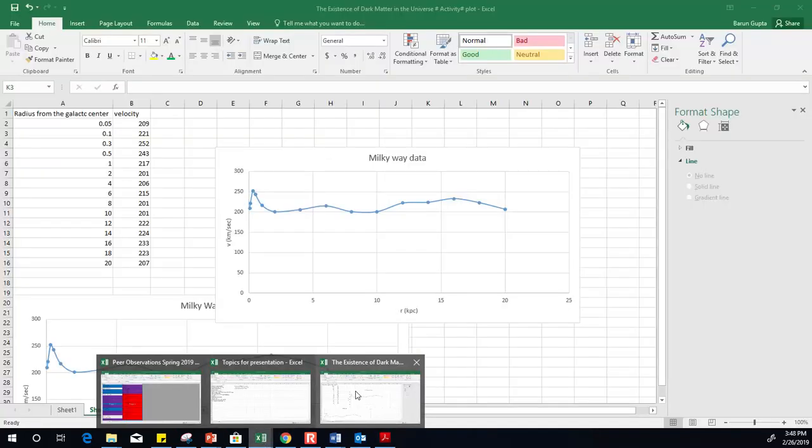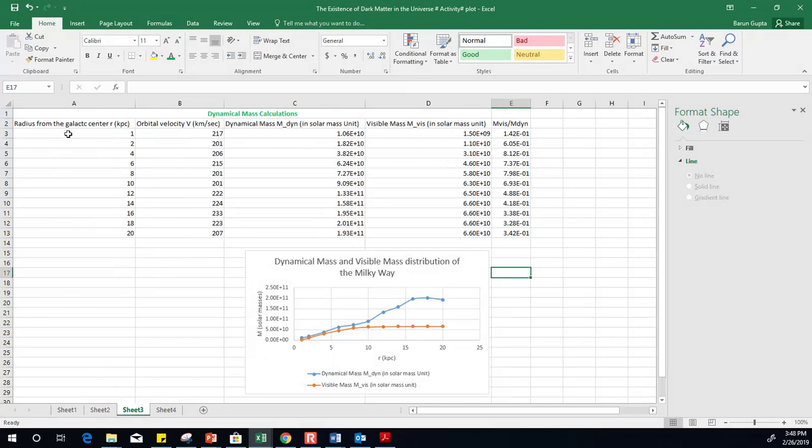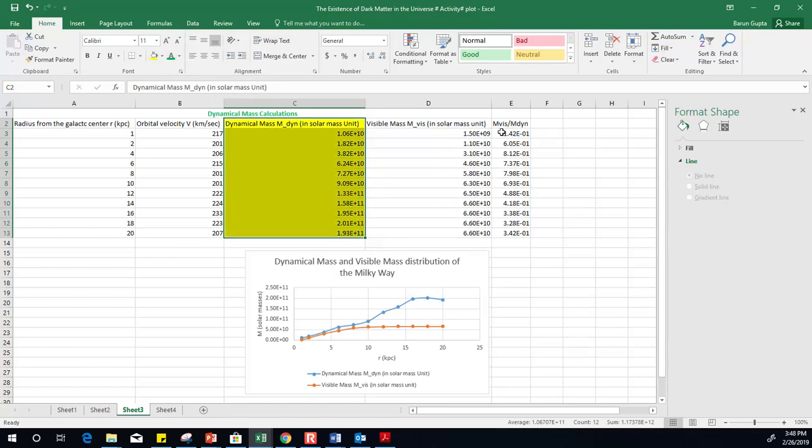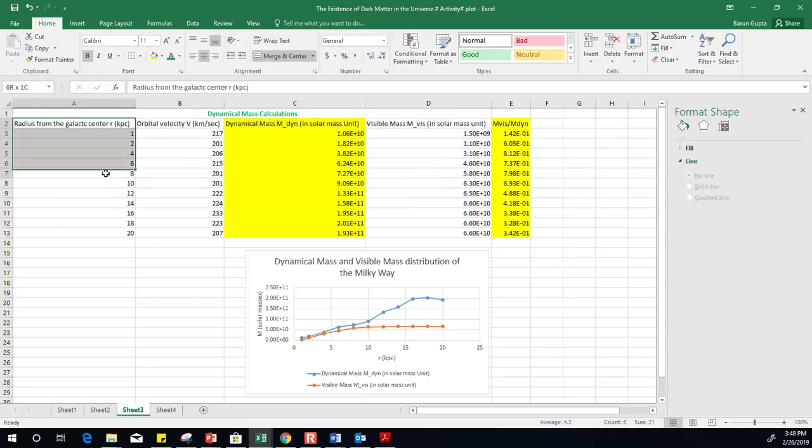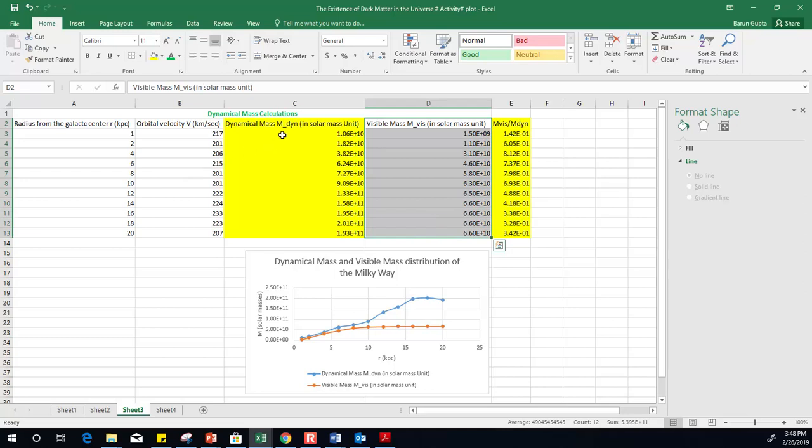I already did this one. Here is the radius, this is the velocity, and this is the visible mass that is already given. These two highlighted columns are the only things that I calculated, and I'll show you how to calculate them. These three columns are given, and I calculated only the highlighted ones. How did I do this?